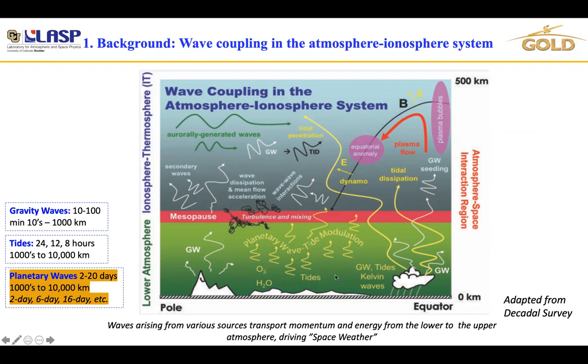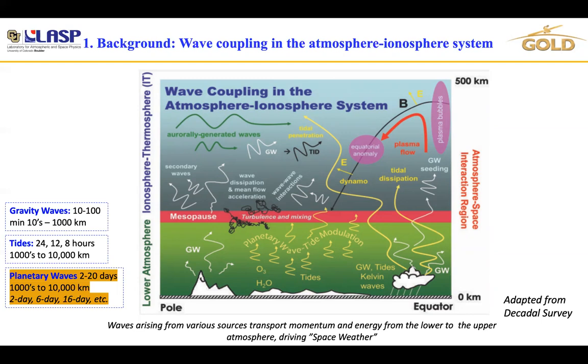Tides are driven by the solar heating absorption of water vapor in the troposphere and ozone in the stratosphere, as well as the latent heat release associated with the convecting system in the tropical region. Planetary waves usually have a typical period of 2 to 20 days, and zonal wave number 1, 2, and 3.